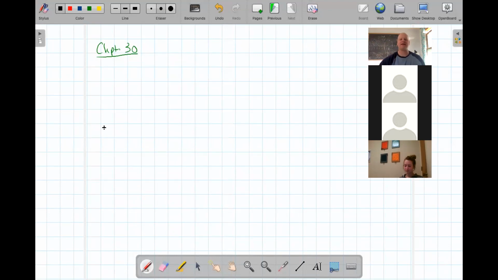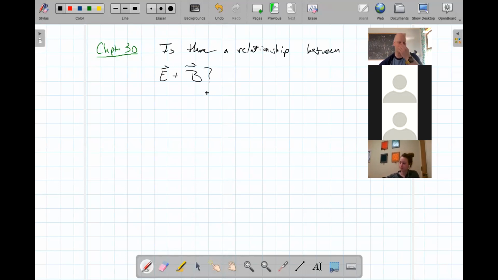Basically, chapter 30 wants us to ask the question: is there a relationship between the electric field and the magnetic field? Is there a relationship between the two fields that we now know? So between our electric field and our magnetic field, right? This is the question it wants us to ask.